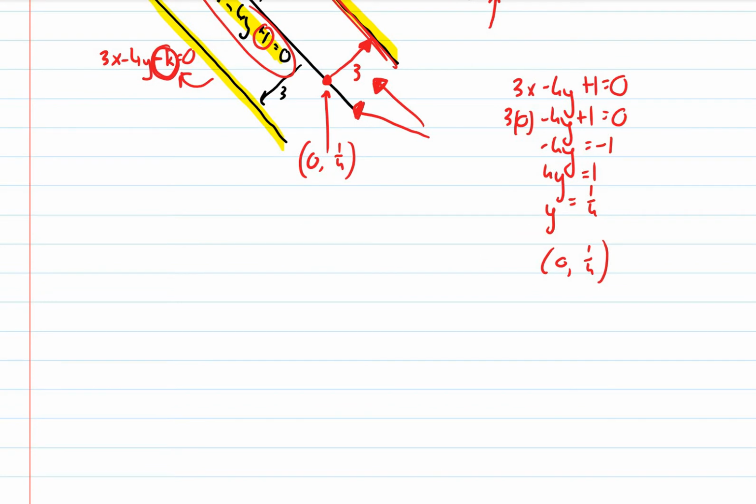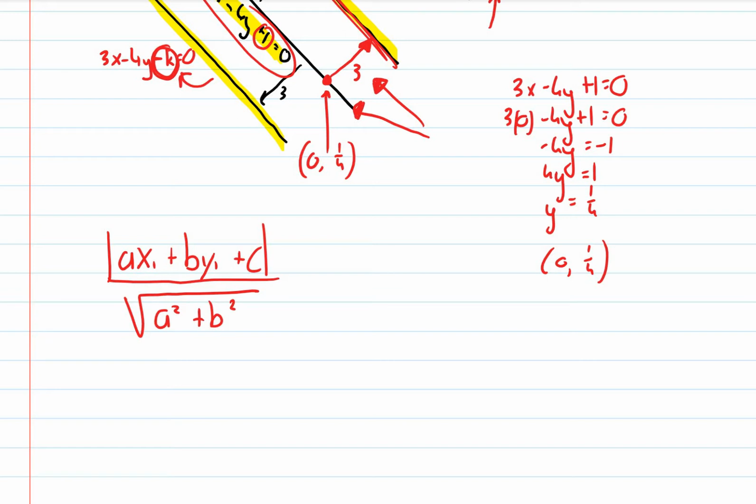Write out my formula. It will be a x1 plus b y1 plus c all over a squared plus b squared. And that will find me the distance between the point and the line, but I already have that.